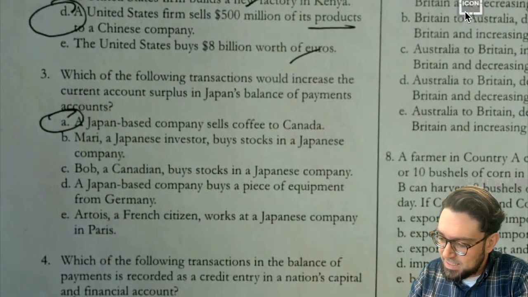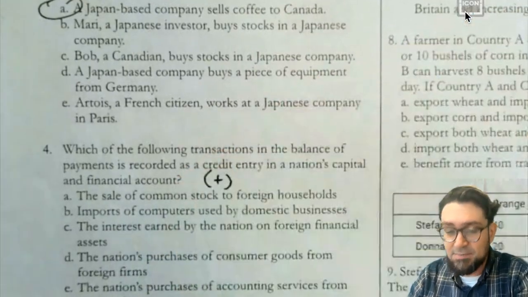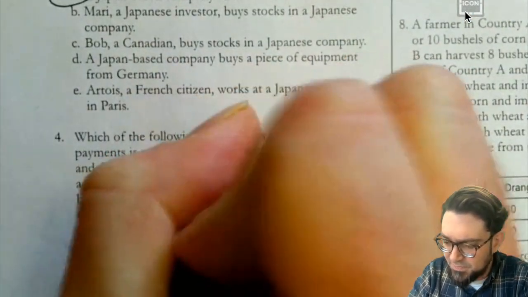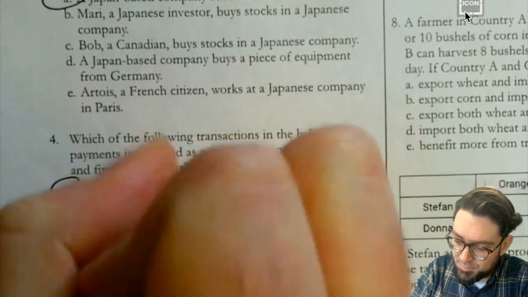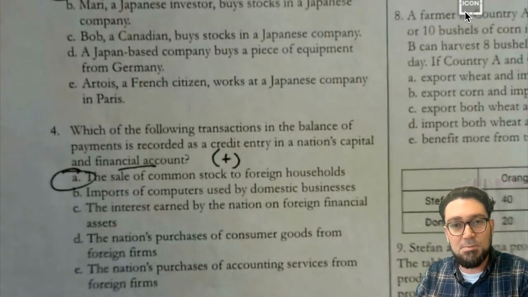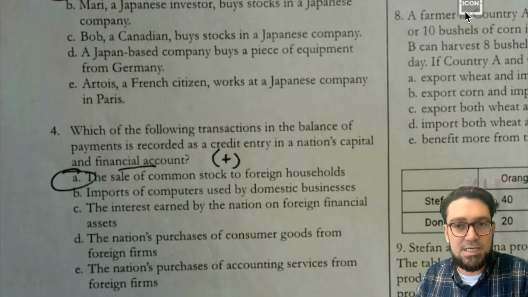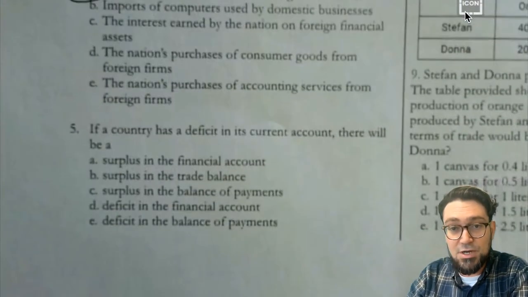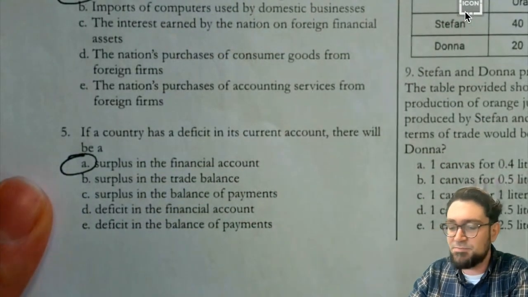Number four, which of the following transactions is recorded as a credit? That's a positive, right? That's all that means, a positive in the nation's capital and financial account. So it's really the financial account. Sale of common stock to foreign households, that would be the correct answer. If foreigners are buying your stock, that's an inflow on your financial account, and so it's counted as a credit. Number five, if a country has a deficit in its current account, then we know there will be a surplus in the financial account. So that's an A, that's balance of payments of the accounts.